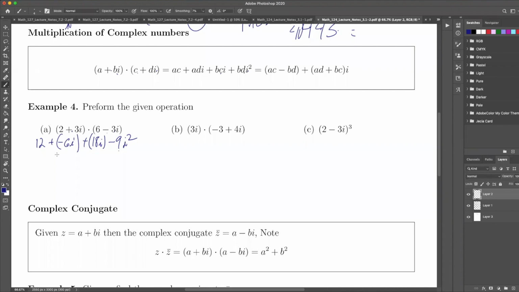So we have 12. Remember, i squared is equal to -1, so this becomes plus 9. And then this will be plus 18i minus 6i. I move everything together, and then I just simplify. This will be 21, and 18 minus 6 becomes positive 12i.